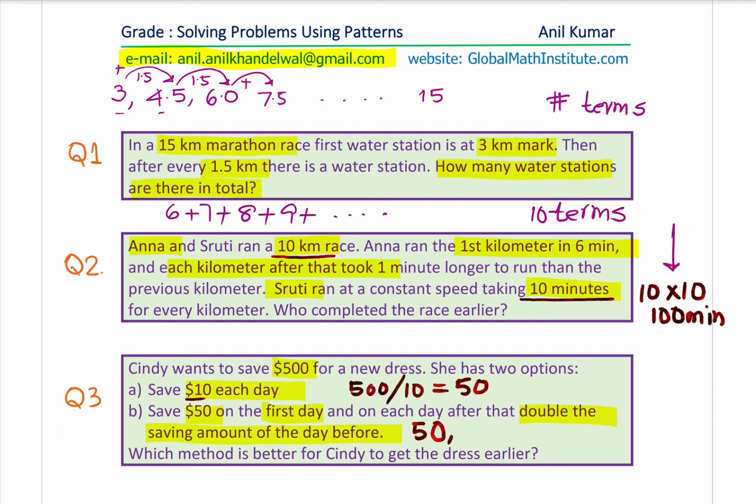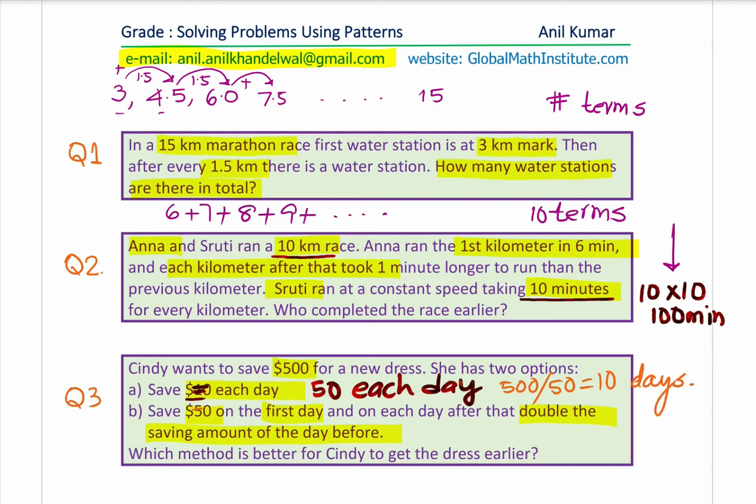So what we have to do is, this amount should have been 50. So let me just change this. 50 each day. Not 10, 50 each day. And in that case, what really happens is she takes how much time? She will take 500 divided by 50, it is 10 days.